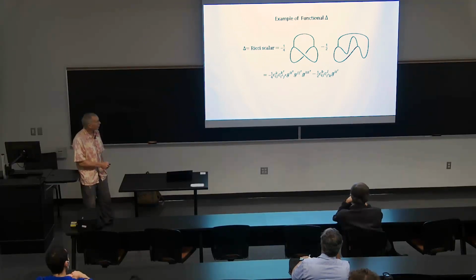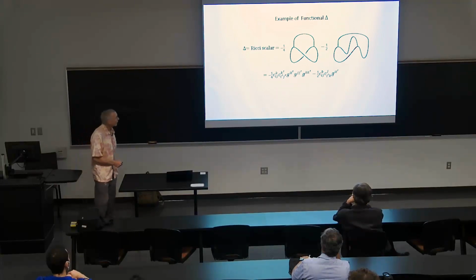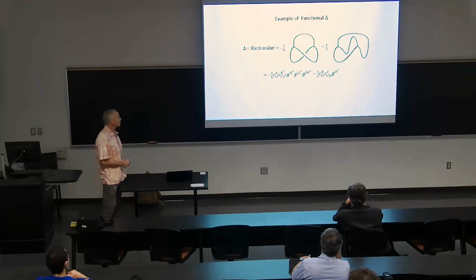And G's with lower indices are, oh, I'm sorry, there's a typo on this slide. G's with lower indices are metrics, and G's with upper indices are inverse metrics. And in the pictorial calculus, the cups are G's and the caps are G inverses.